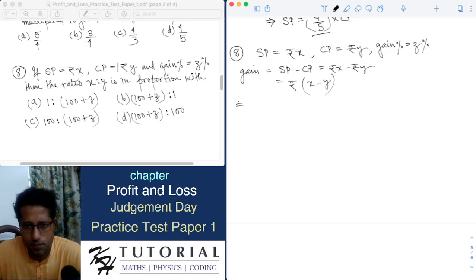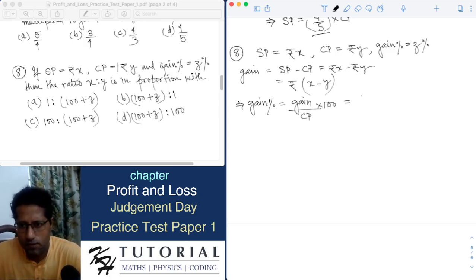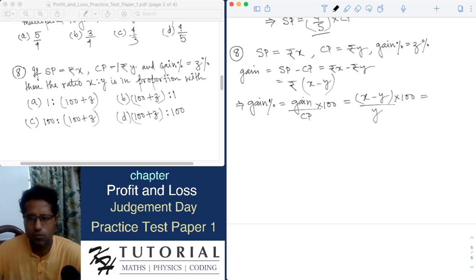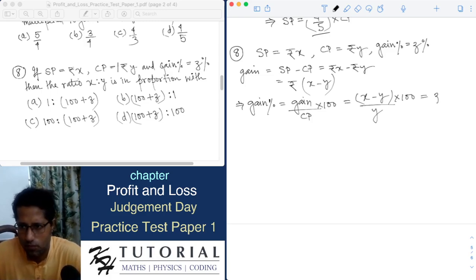Now what is gain percent? Gain percent is gain divided by Cp multiplied by 100. Gain we know is X minus Y. Cp is given to be Y. So this multiplied by 100 should be equal to gain percent, which is also given. So this should be equal to Z.